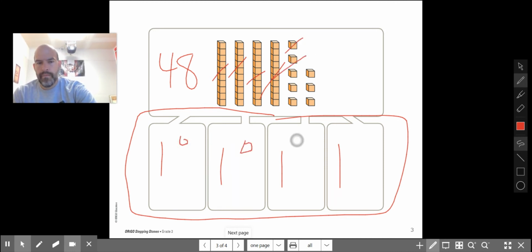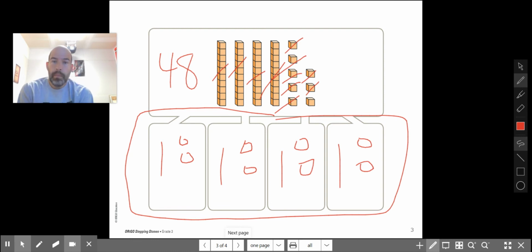1, 1, 1, 1, 1, 1, and 1. So how many base 10 blocks are in each group? If we look carefully, we have 10 and 2 makes 12, right? So there are 12 in each group. If we wrote that equation out, what does it look like? Let's see here. 48 divided by 4 equals 12.